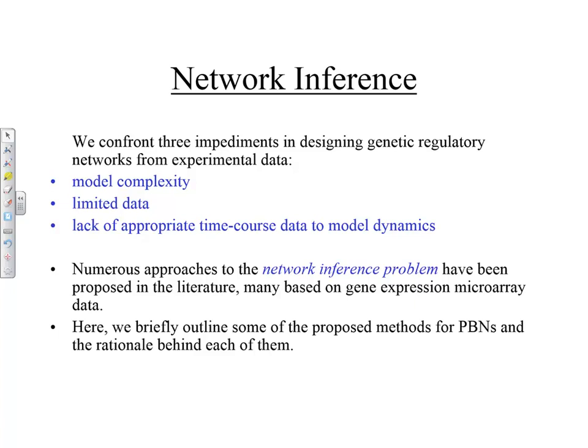The first one is model complexity: how complicated is the model of the network going to be? Second, you don't have a whole lot of data. And the third thing is that you do not have time course data to model dynamics. In dynamical and engineering systems, you typically do time domain identification. You excite a system with a sine wave, or give it a step input, look at the response, and try to identify the system.